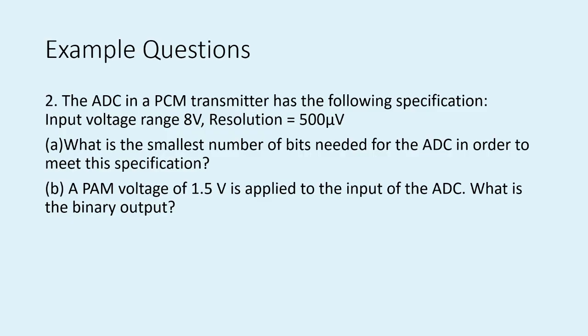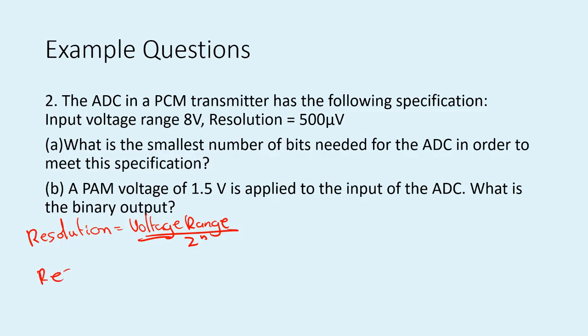Okay, question 2. Again, I would recommend you pause this video and have a go at it. So first bit, smallest number of bits needed for the ADC to meet the specification. So this is just a recap on what ADCs do. So we know that resolution is equal to voltage range over 2 to the n, where n is the number of bits.